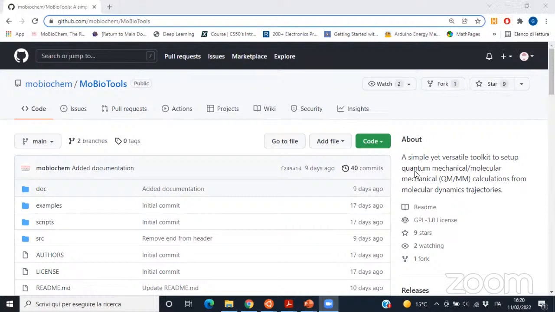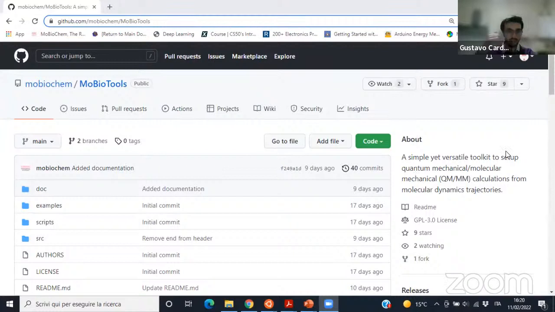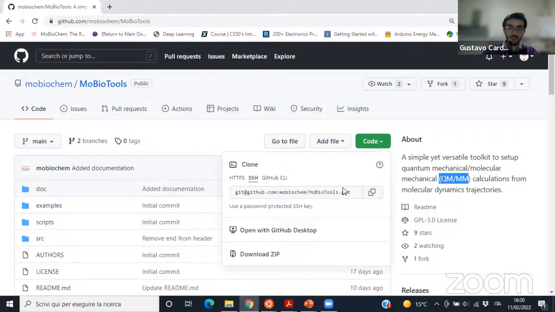Great. Before I start with the talk itself, I would like to spend just a couple of minutes on this mobile tools tool set, because this is what we will use in the computer exercises of the quantum mechanical molecular mechanics part, which will be held in 2 weeks after the two tutorials done by Vito. There was a question before regarding the installation of mobile tools. Here is the GitHub webpage. So all you have to do is git clone it in your terminal.